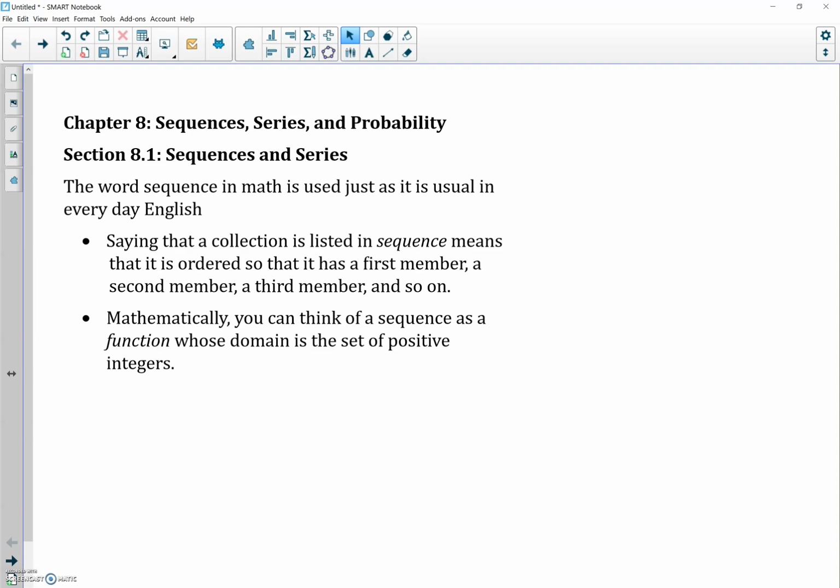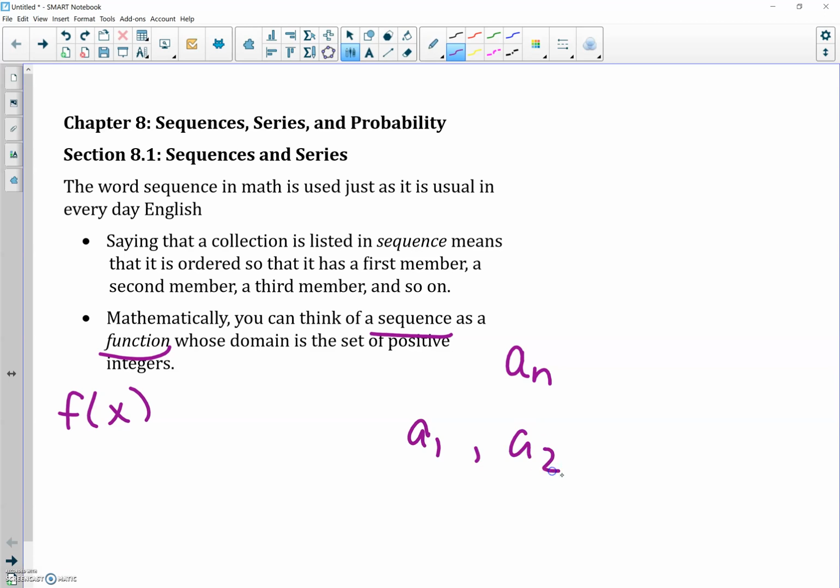You can think of a sequence as a function whose domain is the set of positive integers. Instead of function notation, where we used f of x, for sequences we are going to be using a sub n. And that is talking about what term in the sequence you're talking about. So first term would be a sub 1, second term would be a sub 2, and so on. Nth term would be a sub n.